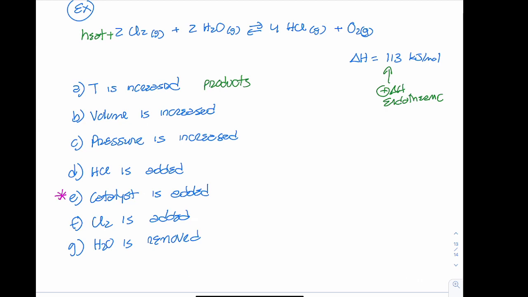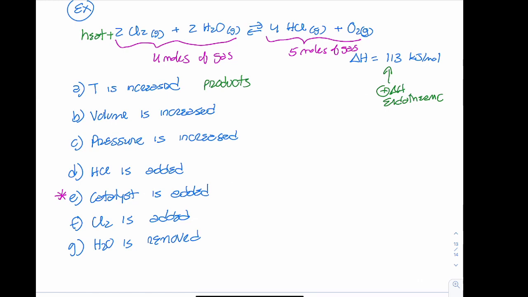Volume, remember with volume, we're going to look at the number of moles of gas. And everything's a gas, so we're good. If for some reason, let's say water was a liquid, I'm going to change this, but let's just say water was a liquid, then I would ignore this, right? Because I'm only going to be looking at moles of gas. But since I have everything as a gas, I'm just going to count all of those. So I have 2 moles of gas plus another 2 moles of gas. So 4 moles of gas. On this side, I have 4 moles here. I have 1 mole here. So I actually have 5 moles of gas.